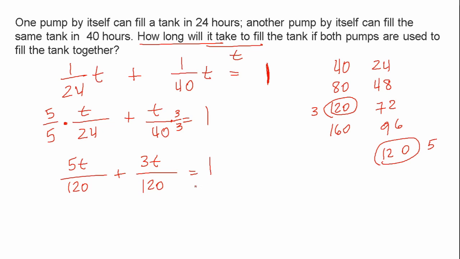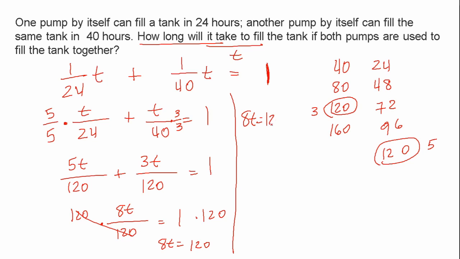Again, this all equals 1. Let's go ahead and add these fractions now. 5t plus 3t is 8t over 120 equals 1. Again, we're trying to solve for t, so we got to get rid of this 120 as the next step. I'm going to multiply both sides by 120. And so doing this crosses out. That leaves me with 8t equals 1 times 120. Anything times 1 is itself, so we know that's 120. I'm going to divide both sides, and let me rewrite this here.